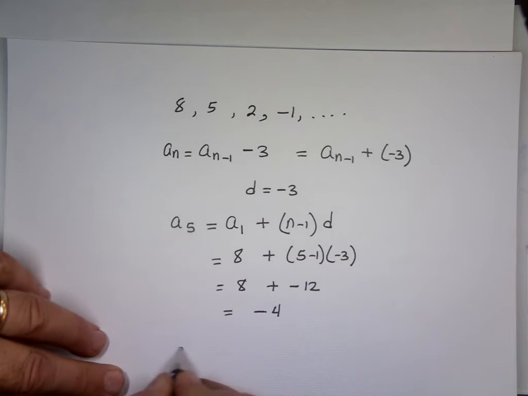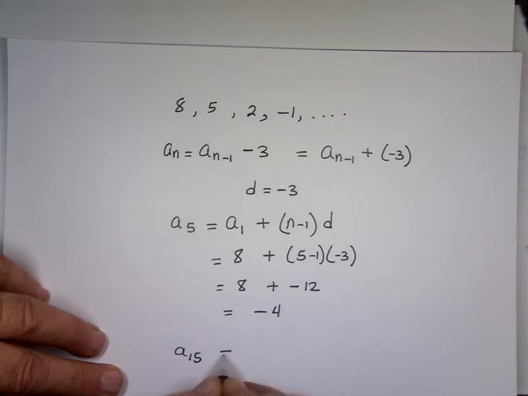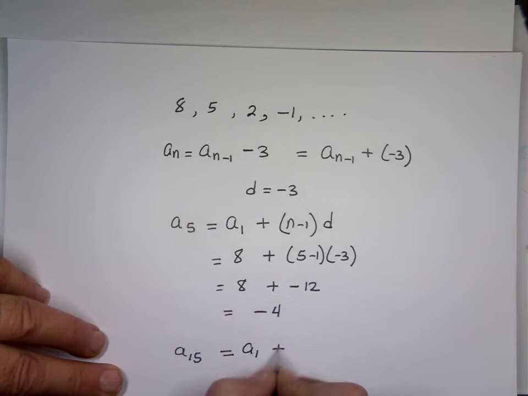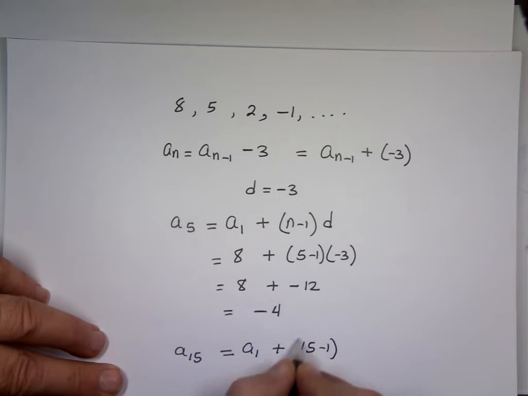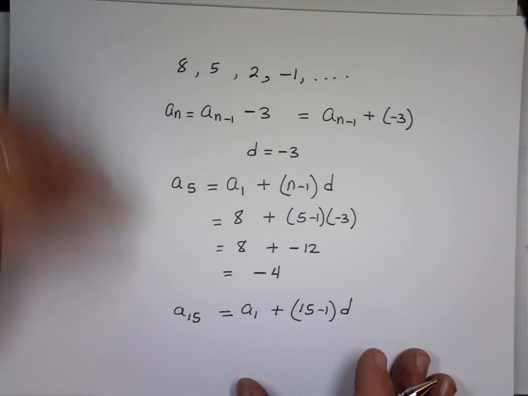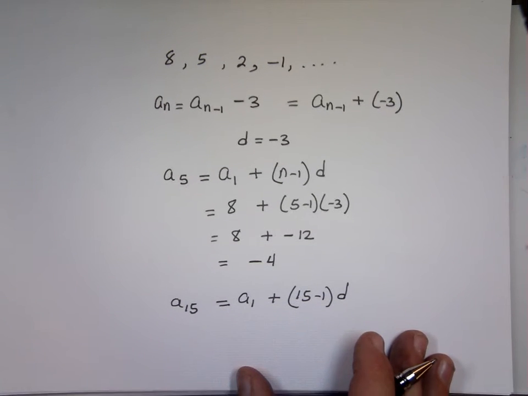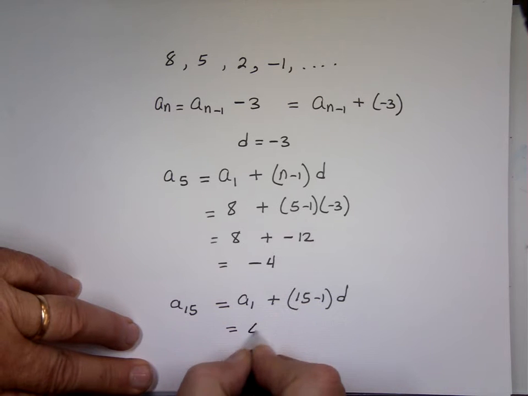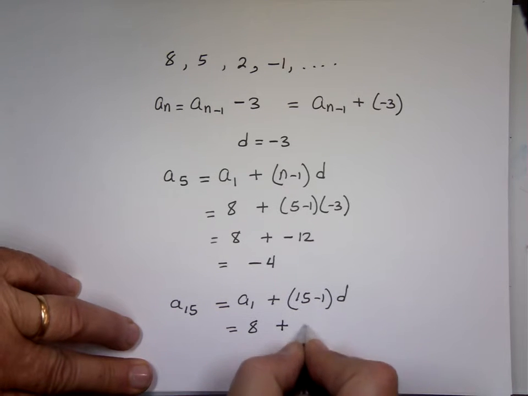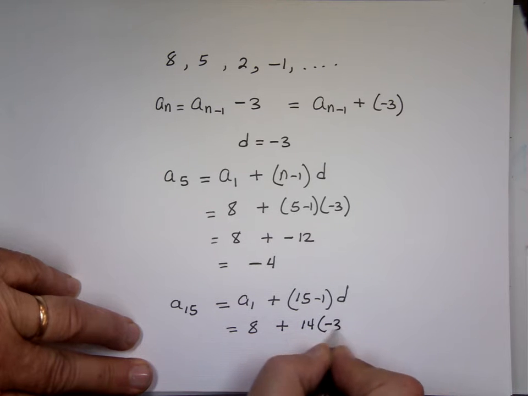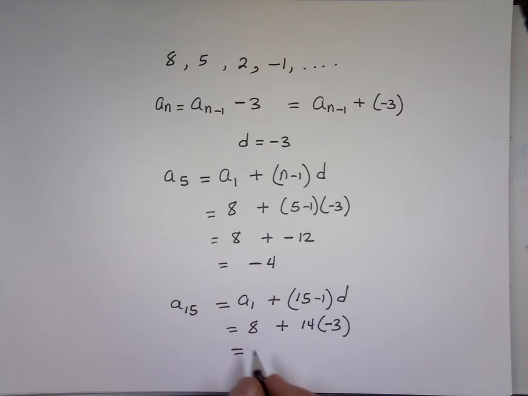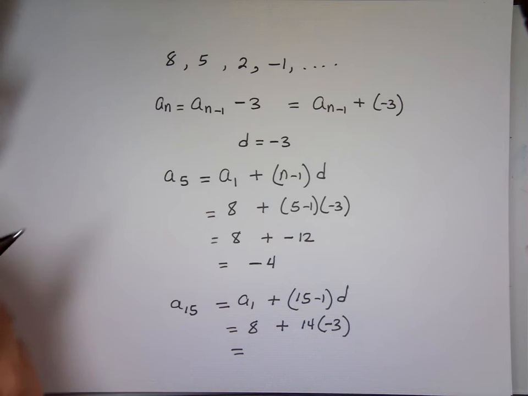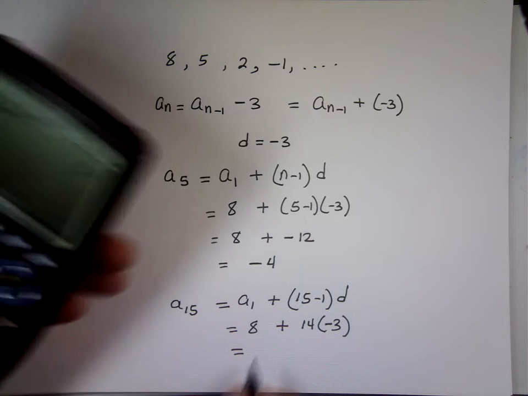What is the 15th number without writing them? It's going to be A1 plus 15 minus 1 times D. A1 is the first number, 8, plus 14 times the negative 3. So it's negative 34.